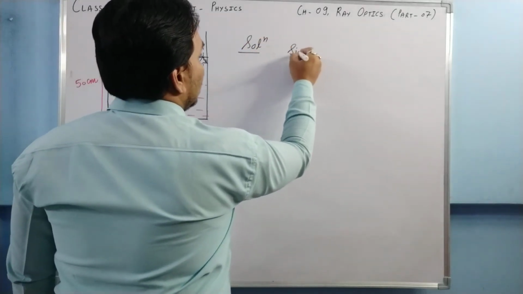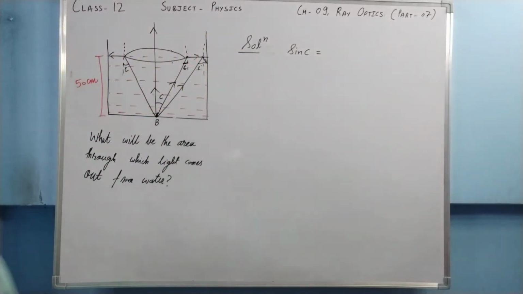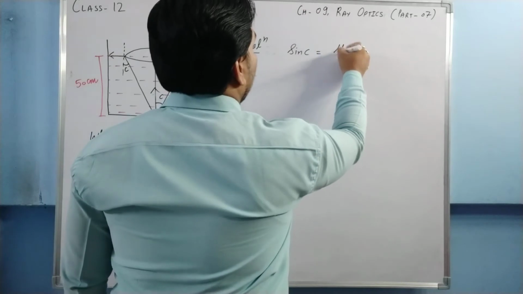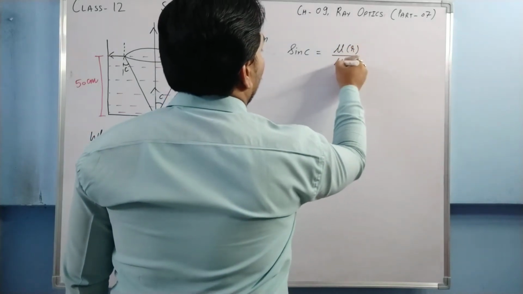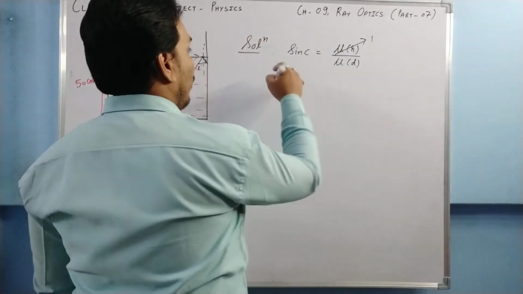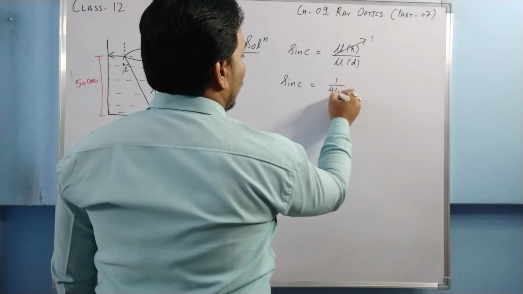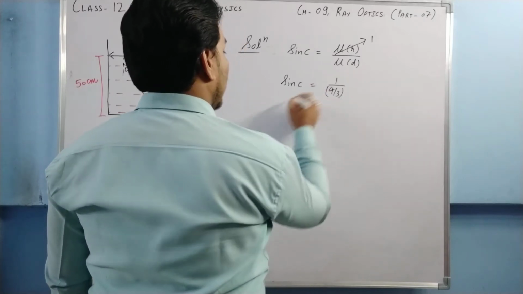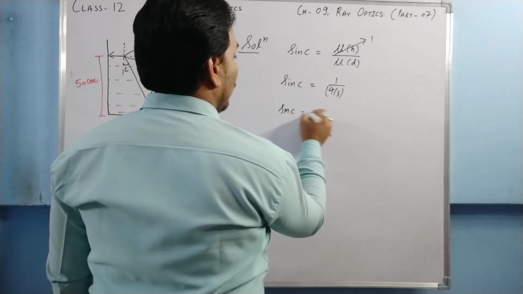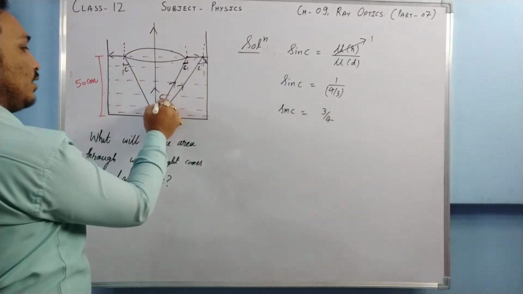So sine C is equal to what? Sine C is equal to 1 upon refractive index, or mu rare upon mu denser. Here mu rare is going to be 1 because it is air, and for water the refractive index is 4 by 3. So it will be 1 upon 4 by 3. The 3 goes in the numerator. So sine C is equal to 3 by 4. Now just see, if this is C, then this angle is also C.